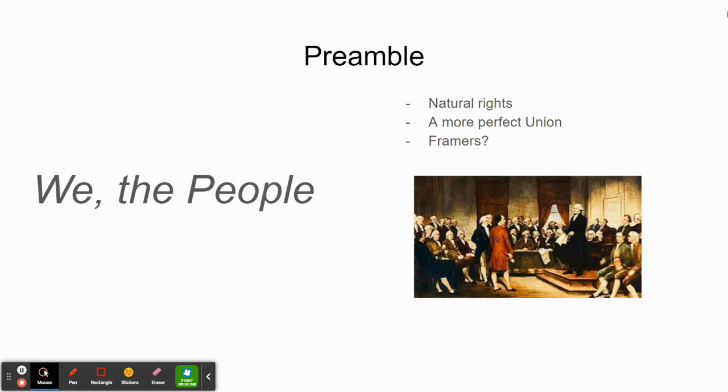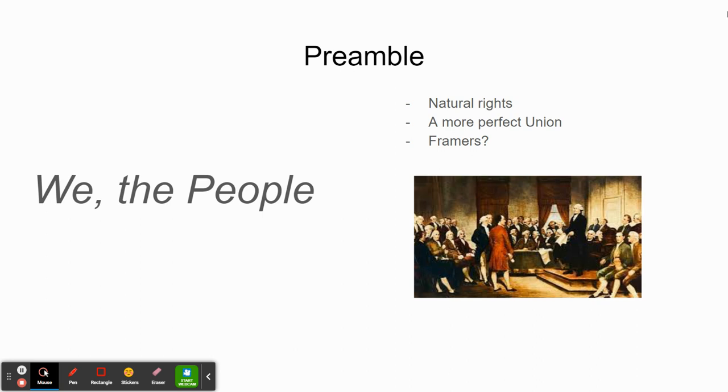When we started reading the Constitution, the preamble, remember, American government is based on the idea of natural rights. That is, God gave to each human being certain rights: life, liberty, and property. People can give up some of those rights in exchange for the protection of government.